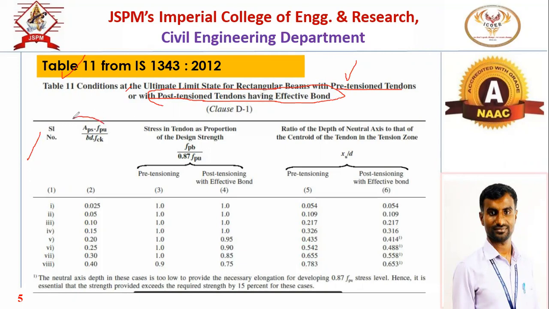Now if you see the first column, it is for the area, then its tensile strength divided by BD into FCK. Now this particular ratio is called the effective reinforcement ratio. The minimum value of that ratio is 0.025 and the maximum is 0.40. You should know what the minimum value and the maximum value are, and this is important.